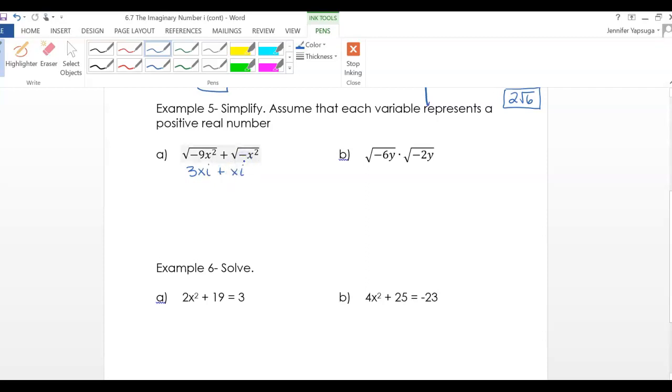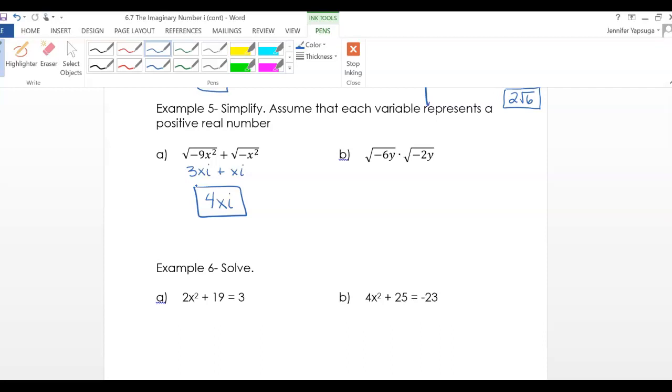And then we're asked to simplify that a little bit further. If you notice, they are like terms. So I can say that this now would be equal to 4xi. Okay, all right, so let's take a look at part B.